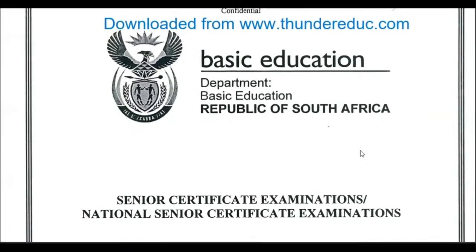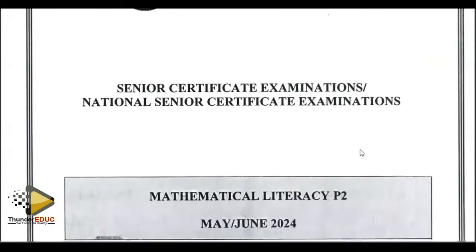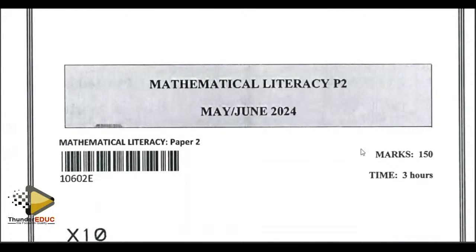Or you may call them National Senior Certificate Examinations. This is Paper 2, Mathematical Literacy, May/June 2024. Marks 150, time 3 hours. All right, let's go.